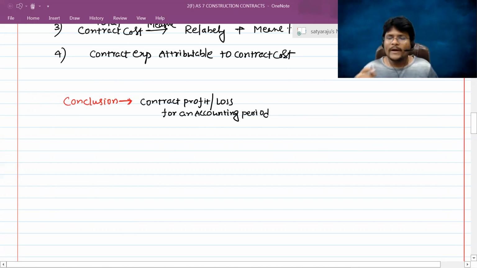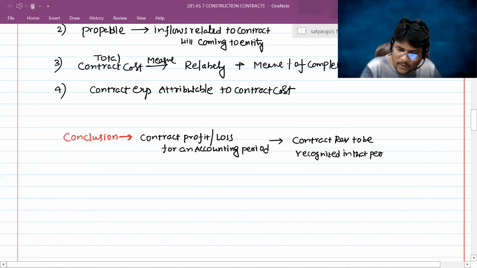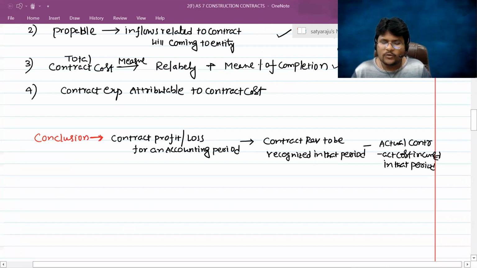For that purpose, you require two things. That is contract revenue to be recognized in that period minus actual contract cost incurred in that period. Am I right? So to recognize the contract profit or loss with respect to an accounting period, you have to know the two components, that is contract revenue to be recognized in a particular period as well as actual contract cost incurred in that period.